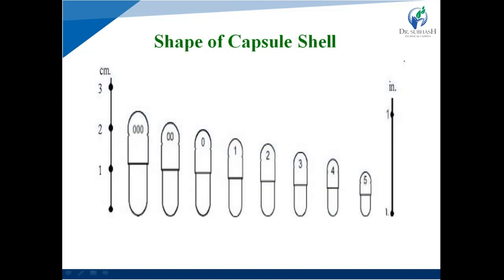These are the sizes of capsule shell: 000, 00, 0, 1, 2, 3, 4, 5. For human use, gelatin capsule shells are available in 8 different sizes, varying in length, diameter and capacity. They are numbered from 000, the largest size, to 5, the smallest in size.